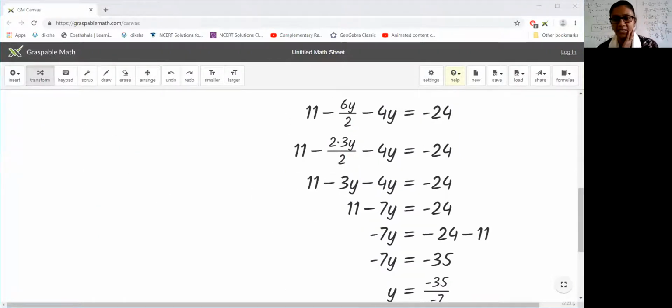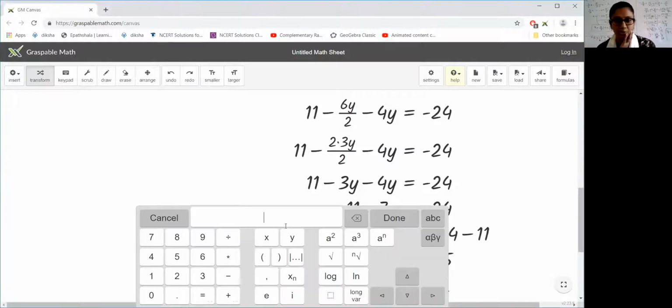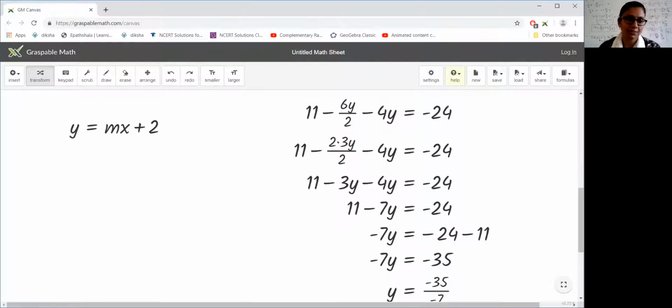Now substitute it back in the equation given, which is y is equal to mx plus 2. So we will type that y is equal to mx plus 2. I can't select here, so I have to write it. Okay, this is my final equation that I have. So when I have my x and y substituted here, that is y is 5 and your x is negative 2, then you will get your m is equal to negative 1 or positive 1.